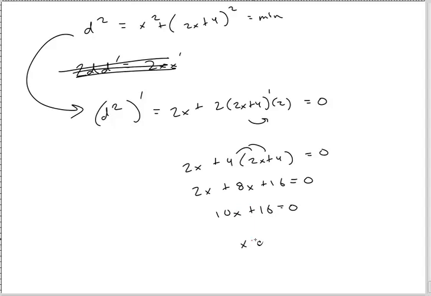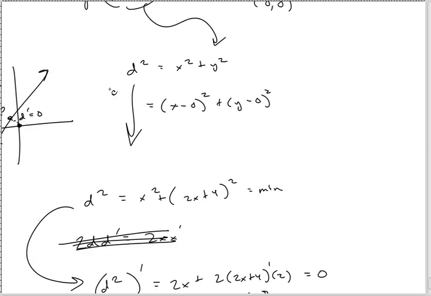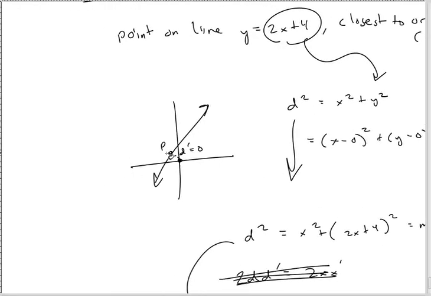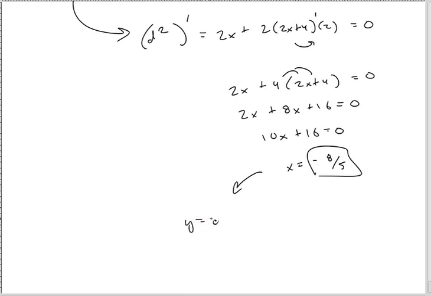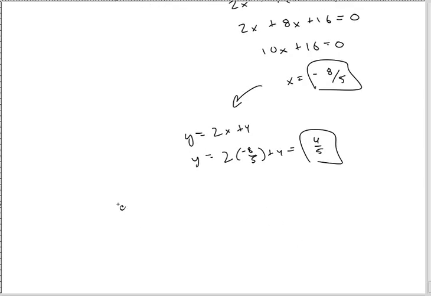Move it over, divide, and I got an x that's negative, but that makes sense. Okay, so I got negative 8 over 5, by the way. That makes sense according to the graph. Remember that we had this right here, and they're saying, what's the closest point? So it's somewhere over here in negative land. My y should be a positive, and so what I'm going to do is plug that into my y equals 2x plus 4. Y equals 2, negative 8 over 5, plus the 4, blah, blah, blah, and we get a positive 4/5, and that's cool. So my point is a negative 8 over 5, comma 4 over 5.